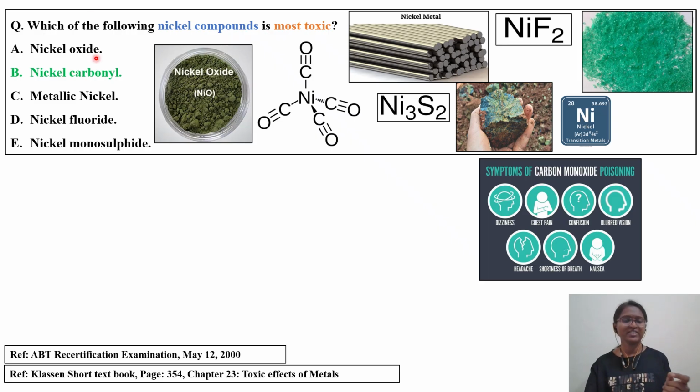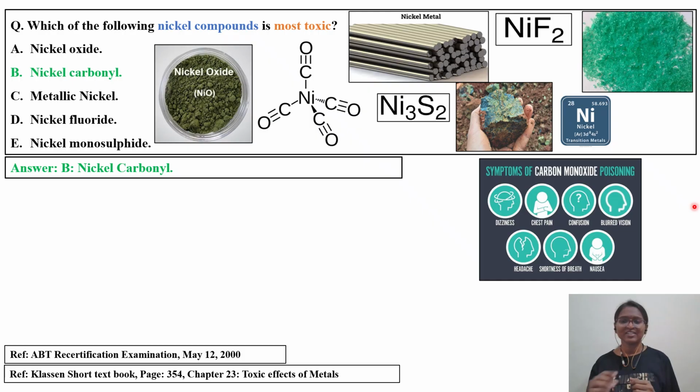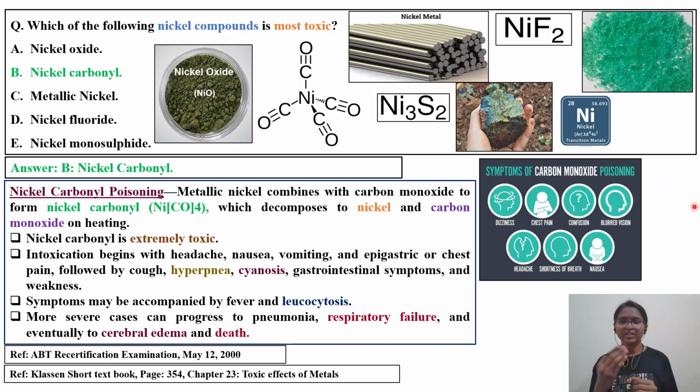So we have option A, nickel oxide, option B, nickel carbonyl, option C, metallic nickel, option D, nickel fluoride, and the last option, nickel monosulfide. So the right answer, in the green text, is nickel carbonyl. With respect to nickel carbonyl, the important pages are given in the short textbook, page number 354. It is discussed under chapter 23, which is part of the toxic effects of metals.